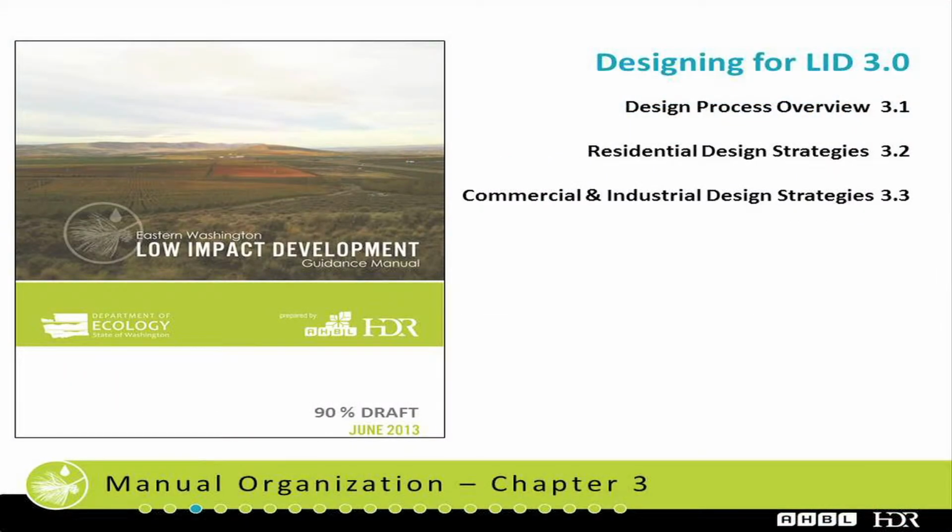So we are going to move into Chapter 3 now, which is Designing for Low Impact Development. Len covered the introduction of the manual and the planning process. Now we're going to talk about the design process. So Chapter 3 has a design process overview, then specific strategies for residential design and commercial and industrial design.